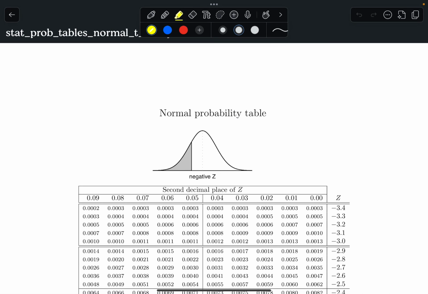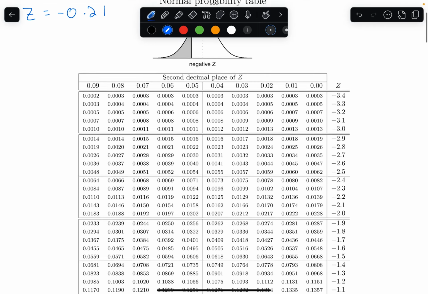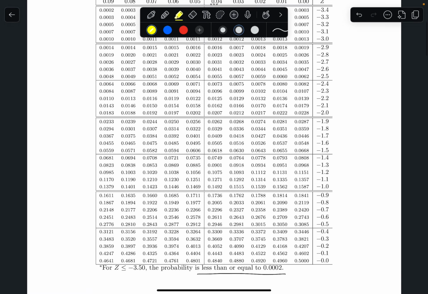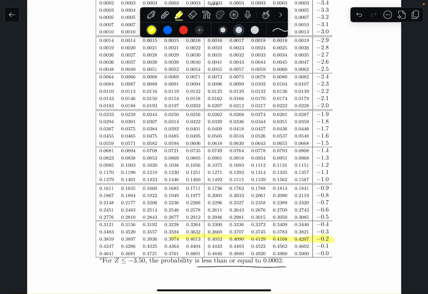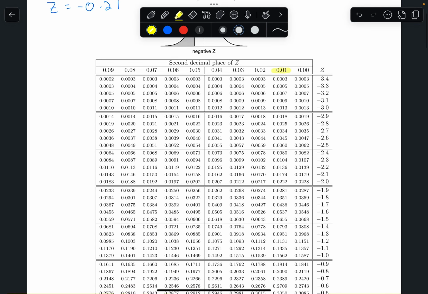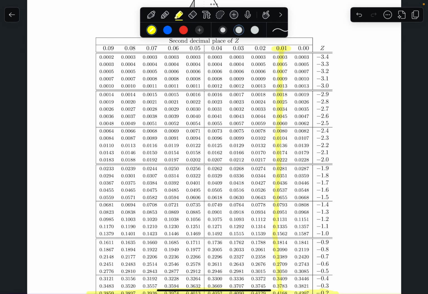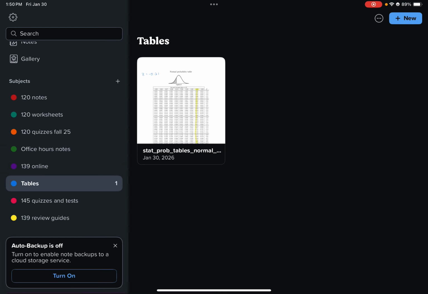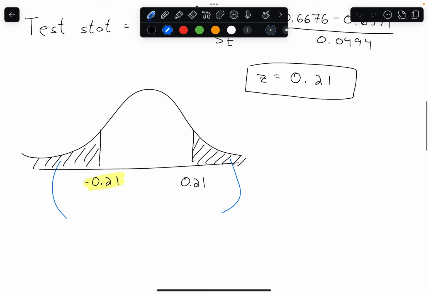Swapping over to my z-table, we said we wanted z equals negative 0.21. So let's see if we can find that. I might have to zoom out just a little bit here. I'm looking down here at the bottom. Here is negative 0.2, so this is the row that I'm looking at. And then the column, looking across the top, is 0.01 as my second decimal. So that means I'm looking at 0.4168. So I suppose half of my p-value is 0.4168.